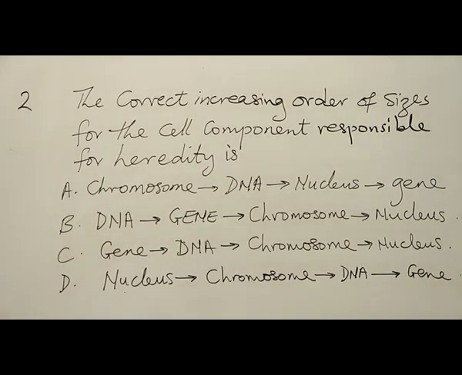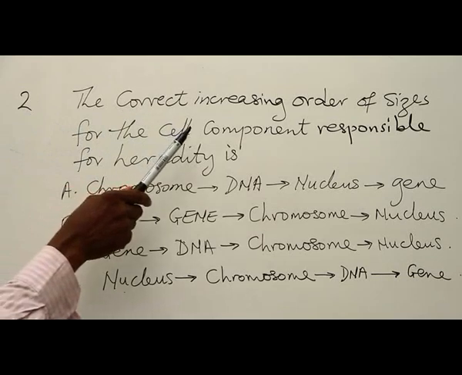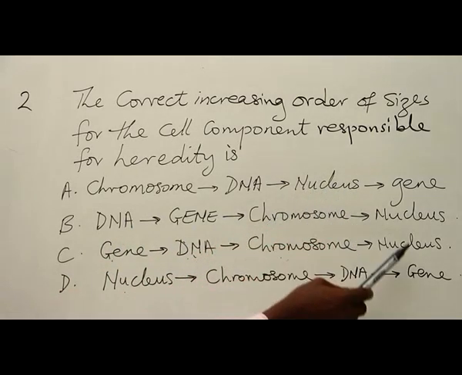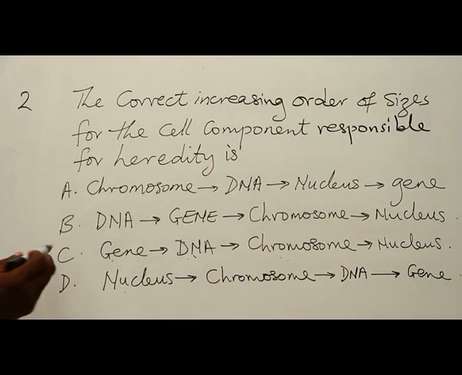Let's go to the question. The correct increasing order, that is from small to bigger. In that case, gene is found in DNA. DNA is found in chromosome. Chromosome is found in nucleus, the biggest. So answer is C.